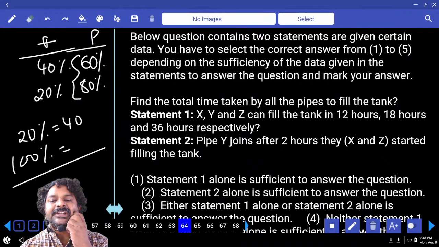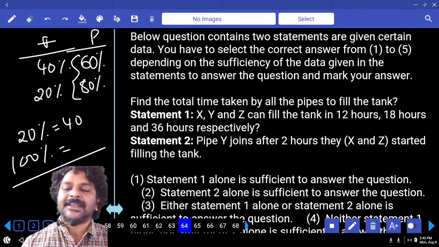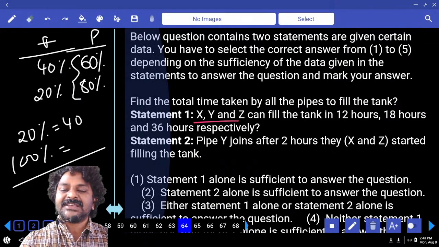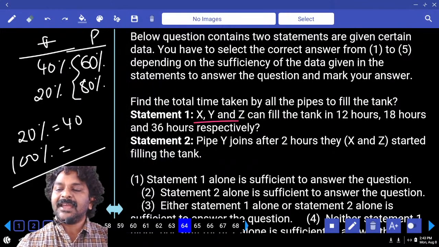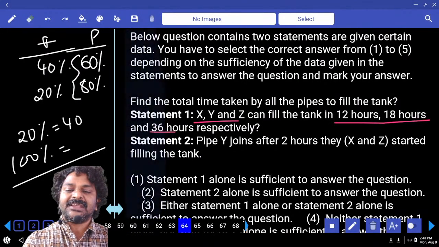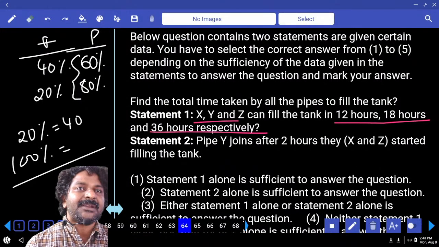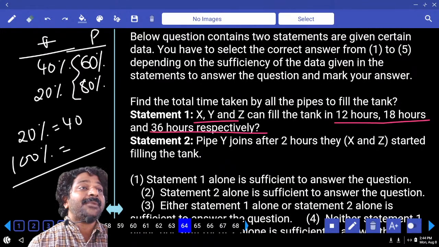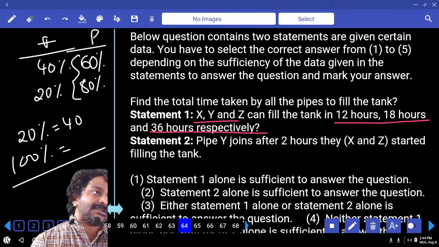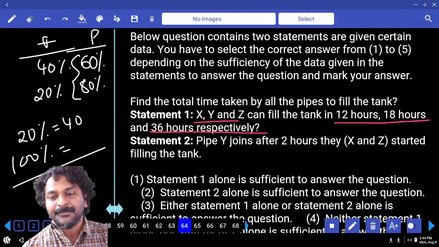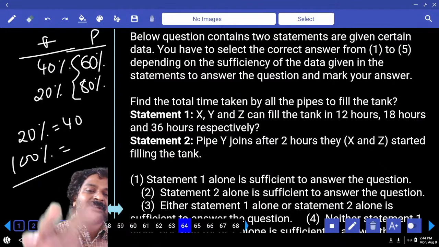Find the total time taken by all the pipes to fill the tank. X, Y, Z can fill the tank in 12 hours, 18 hours, 36 hours respectively. Can we answer this question by using the first statement? Yes. 3 pipes are mentioned and we know the time taken by each pipe to fill the tank also. So can we answer the question or not? One alone is definitely sufficient.